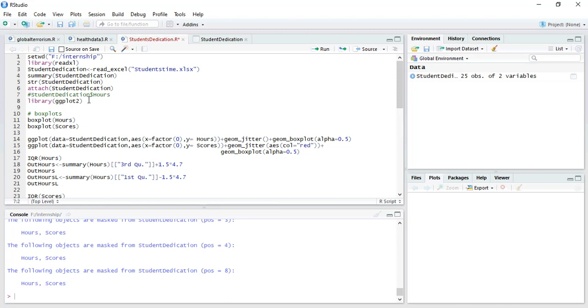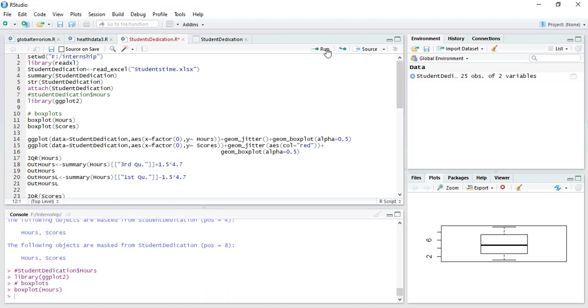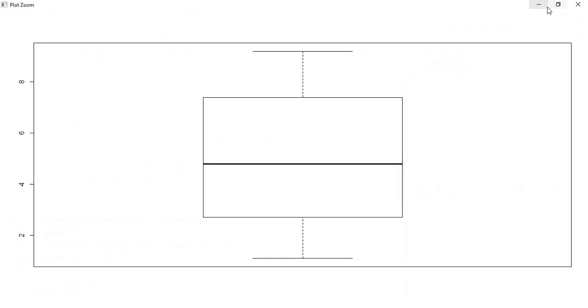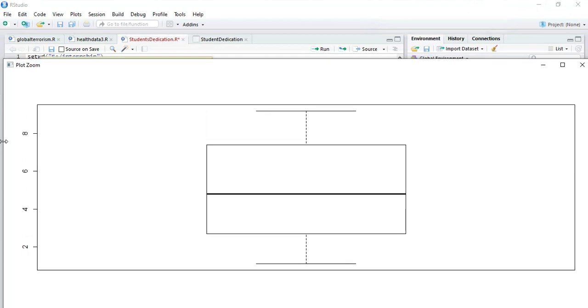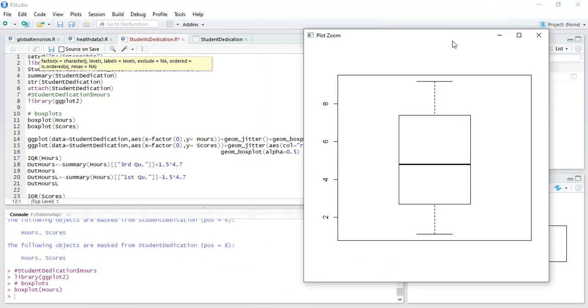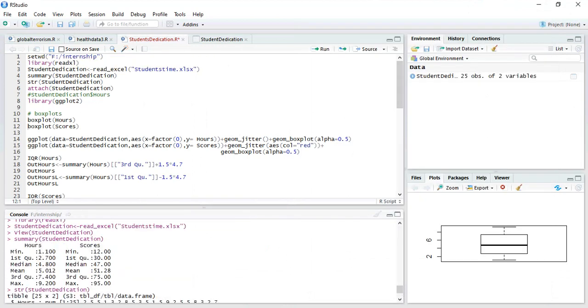Now we import the library ggplot2 because we will be requiring it. Now we see the box plots. Okay, very fine, this is our box plot. Now I'll do one thing, I will show you what this is.